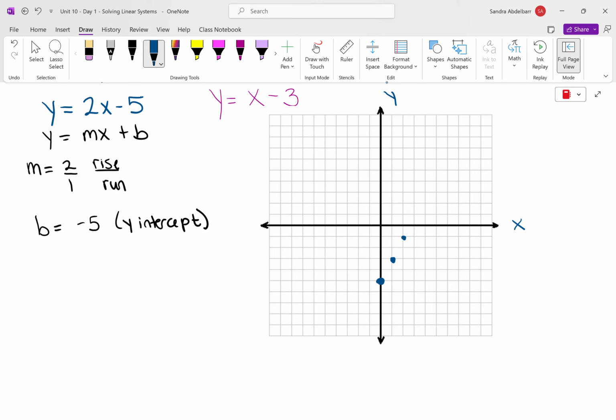Now, because this is a system, I don't know where they're going to cross, so I'm just going to fill up as much as I can. Up 2 to the right 1, we're going to keep going. And then when I go to fill in the other side of the line, instead of going up 2 to the right 1, I'm going to go down 2, left 1. And then you connect the dots with a line and you put arrows at the ends to show that it goes on forever.